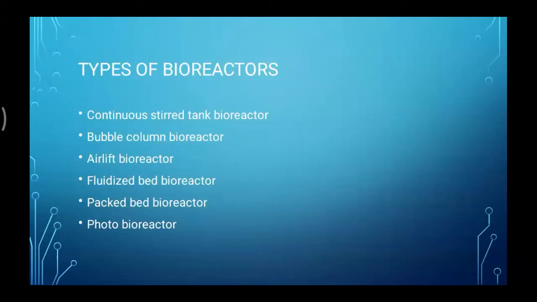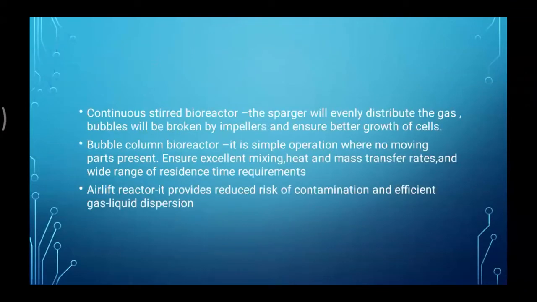And these are some types of bioreactors: continuous stirred tank bioreactor, bubble column bioreactor, airlift bioreactor, fluidized bed bioreactor, packed bed bioreactor, photobioreactor. Apart from that, we also have fed batch bioreactors and mixed bioreactors. We commonly use these 6 types of bioreactors for industrial purposes. In the continuous stirred tank bioreactor, there will be a long sparger. It will evenly distribute the gas we inlet, and the bubbles will be broken, which ensures better growth of our cells.